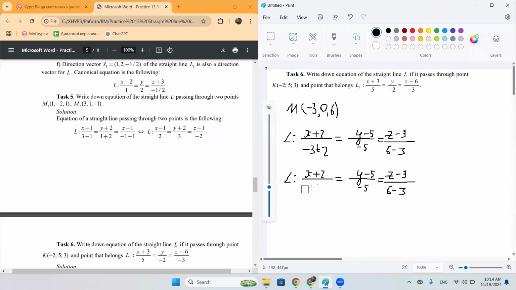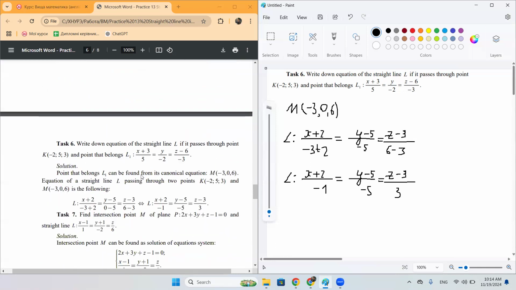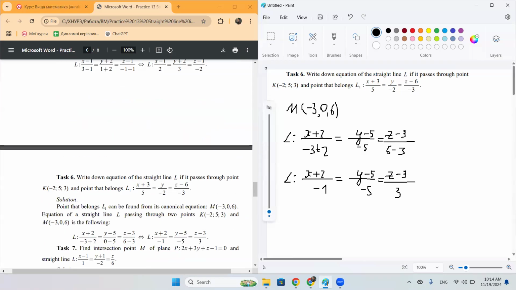Yeah, we will reduce it to canonical form. Why? Just because we can. Minus 1, yeah, minus 5, and 3. So coordinates of the direction vector. Any questions about this task? Okay. If no questions, we'll have a break and then continue. So 5 minutes for the rest.